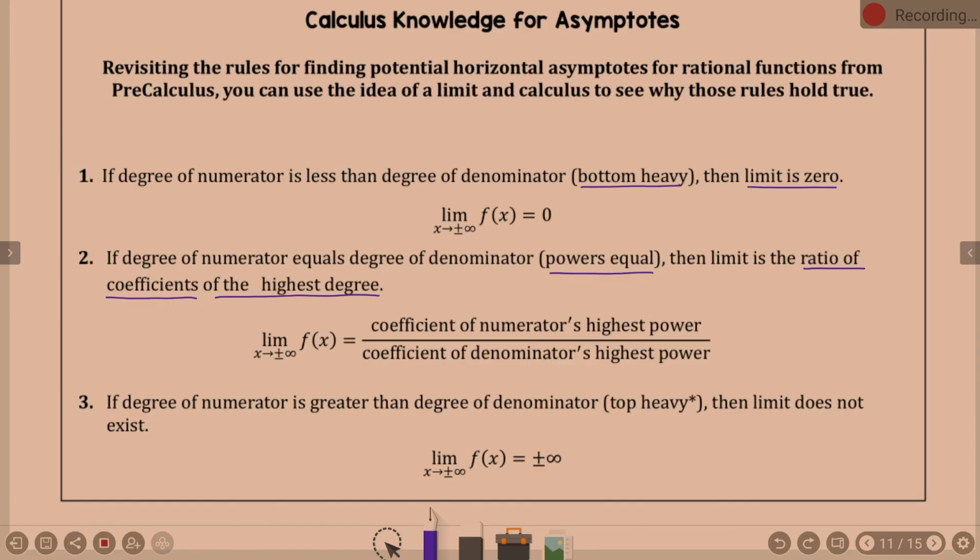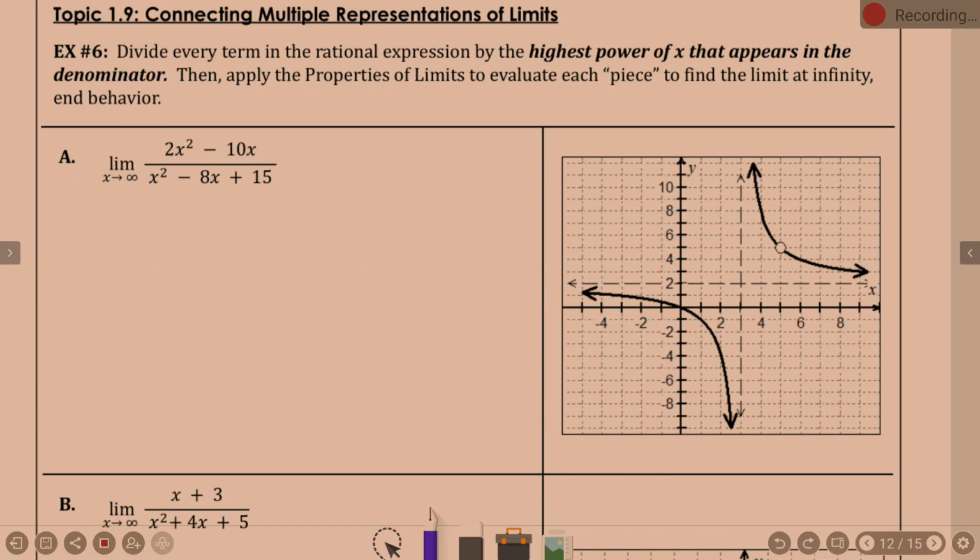And then if the degree is greater on top, so top heavy, then it says the limit does not exist. It's just positive or negative infinity, possibly. We just don't really know. Okay? We don't really know until we look. That one's going to be a little bit different. Okay. Moving along then. And all of a sudden, you have front and back.